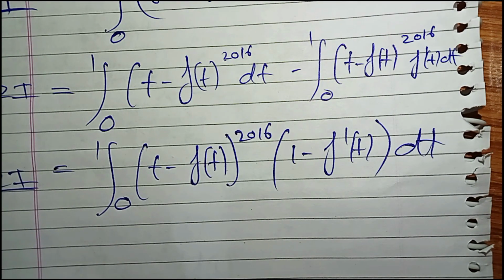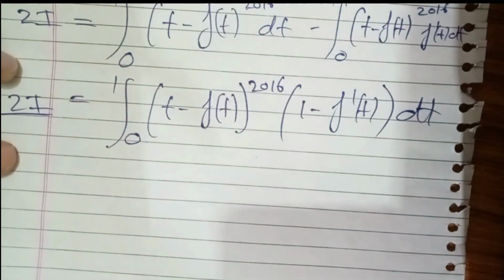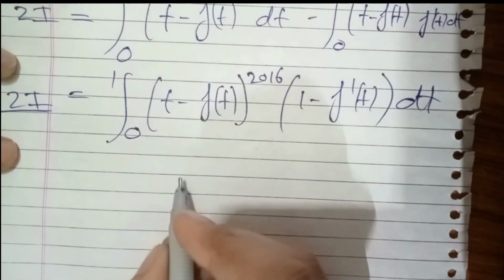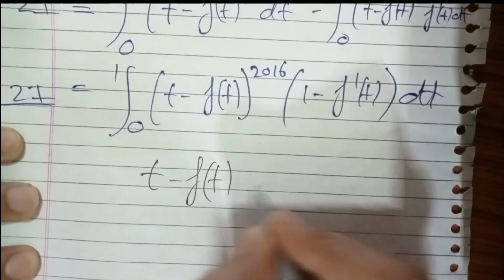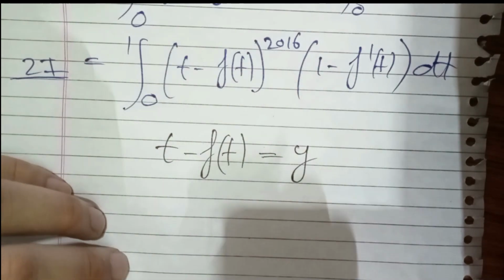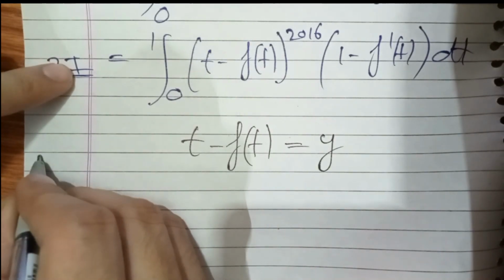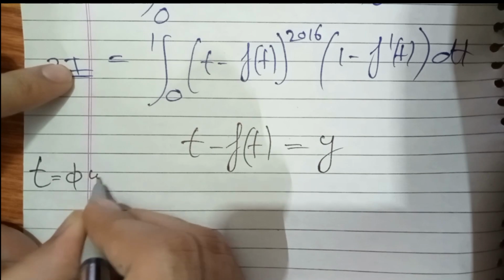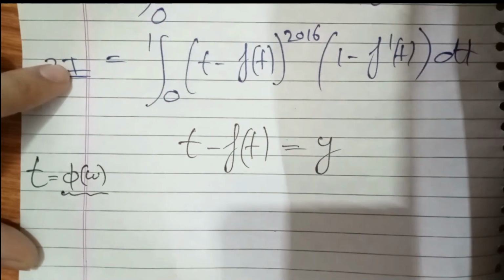And from here on I will do one more substitution. So to continue with the problem, we'll make a substitution now, and the substitution that we'll make is this: t minus f of t, we'll take it to be y. And before I show you that this is a valid substitution, you know the condition for valid substitution, right? I can substitute t as phi of, say, w, and it's valid if my phi is monotone.